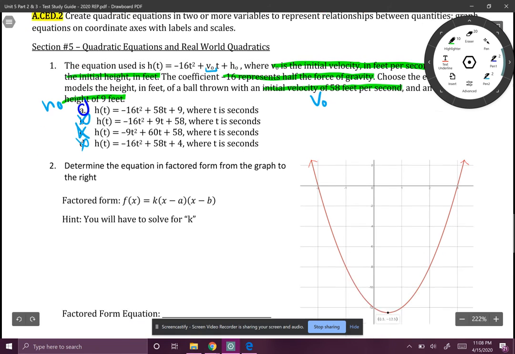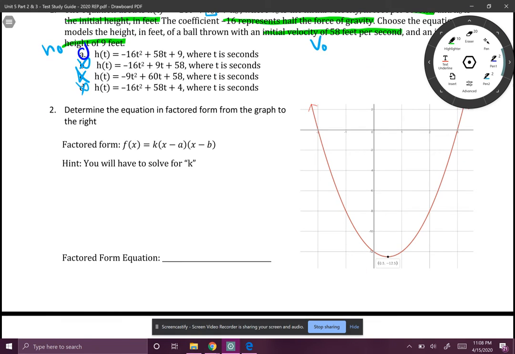All right. Number 2, determine the equation in factored form from the graph to the right. Let's go ahead and do that. I've listed factored form, and we know that in factored form, a and b represent our zeros. So if we look at our graph, our zeros are (-2, 0) and (3, 0). So let's substitute in -2 and +3.